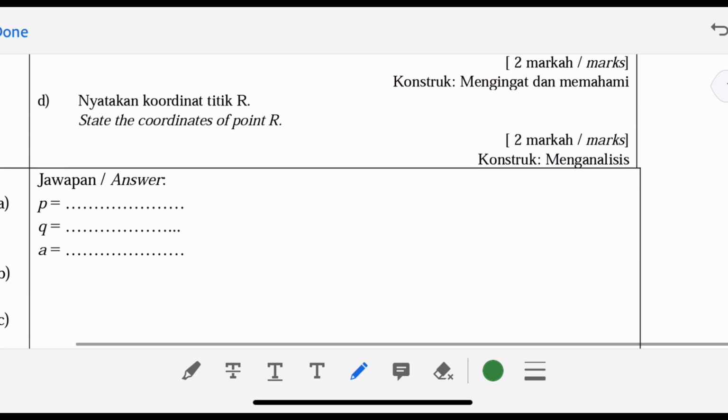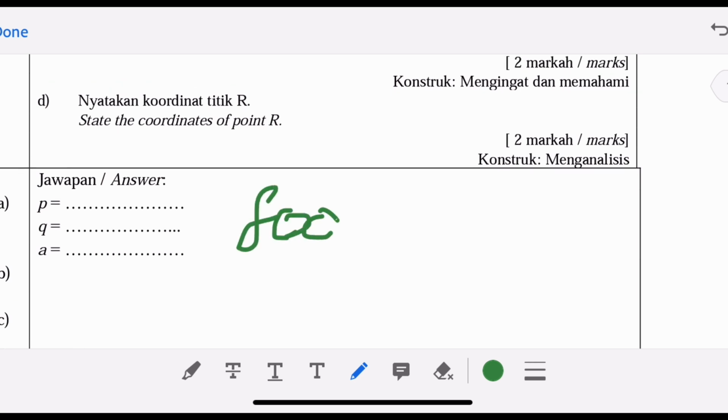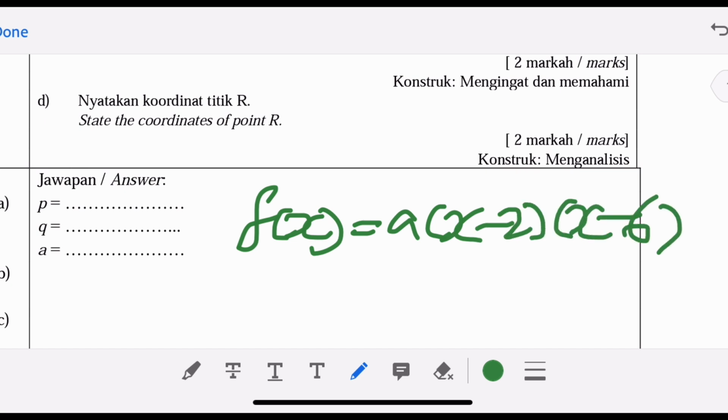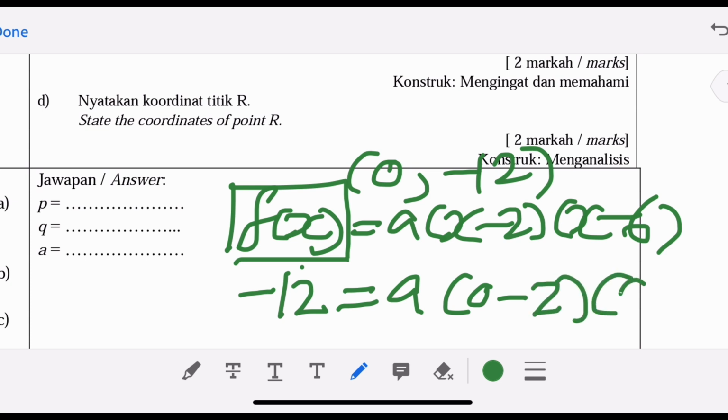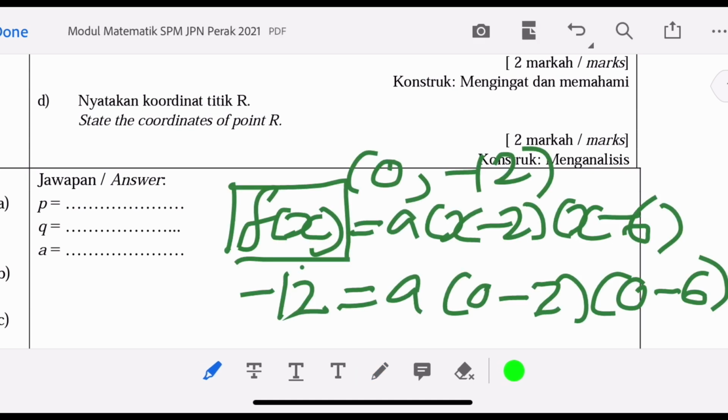So we will write f(x) = a(x - 2)(x - 6), right? We have the p and q already. Then at the y-intercept, which is (0, -12), the y is -12. This one represents y. Okay, a, and then when you see x, you substitute 0 in. Substitute 0 for the x, and then you solve. Can you understand? Who can understand?